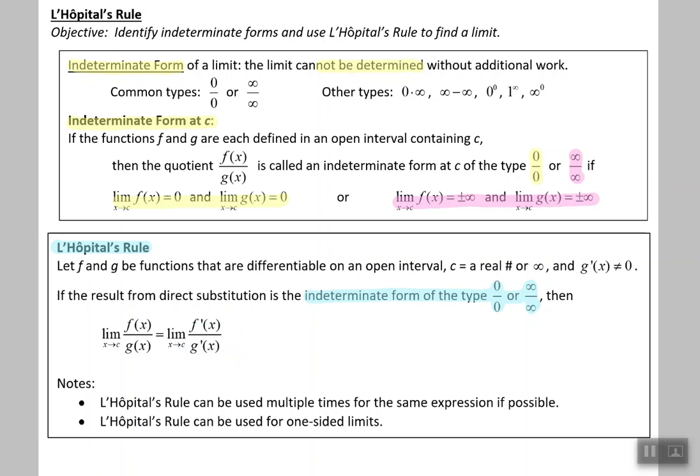Note that this is the quotient of the derivatives, not the quotient rule. Again, note this is the quotient of the derivatives. We're taking the derivative of the numerator, the derivative of the denominator. This is different. This is not the quotient rule.